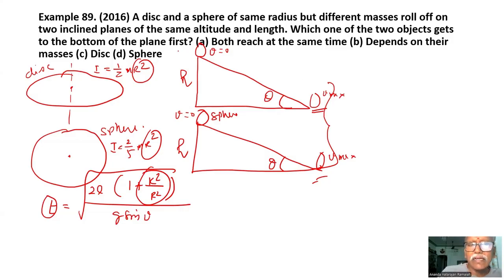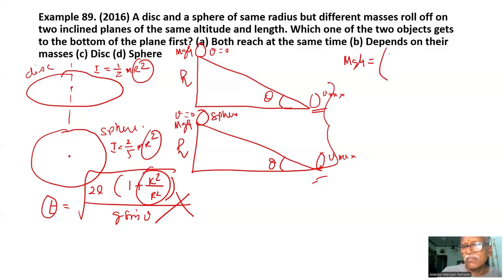So here, I'm not going to use this formula. Here its potential energy is mgh, and here also it has a potential energy of mgh. So mgh equals the change in kinetic energy. When it starts, its kinetic energy is 0. When it comes down here, it is maximum.